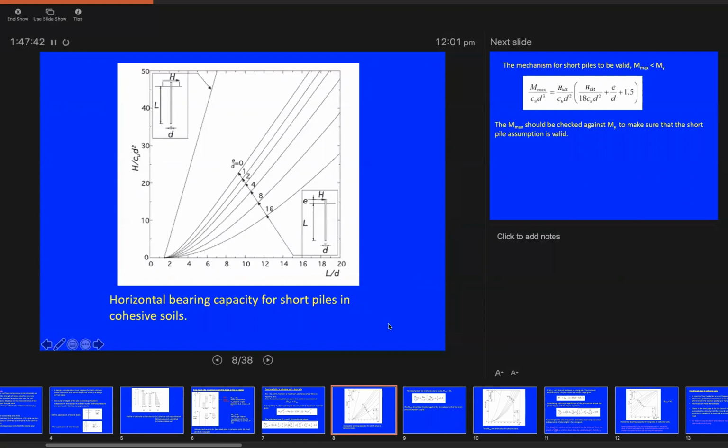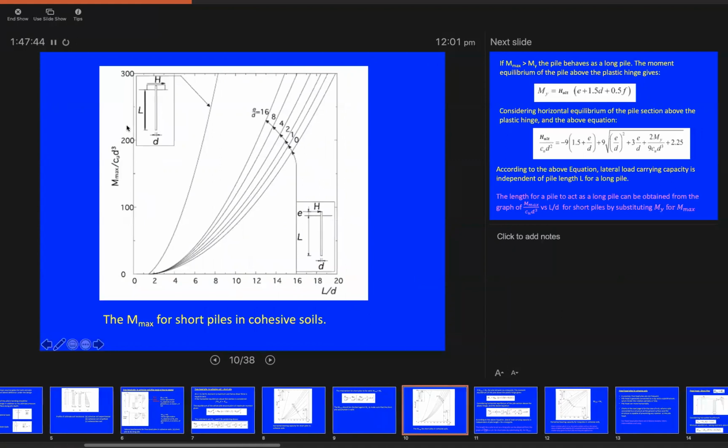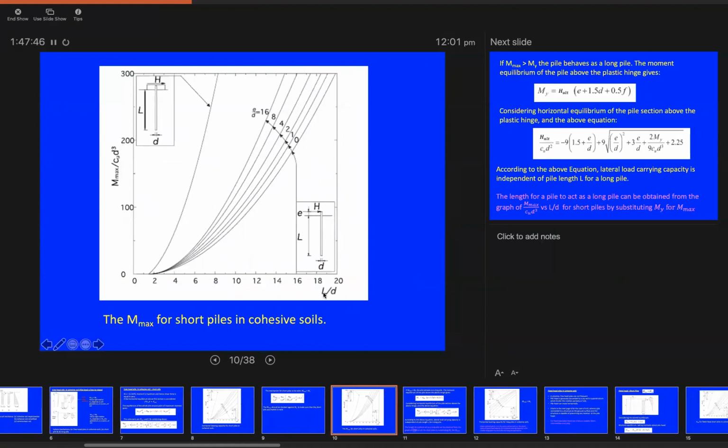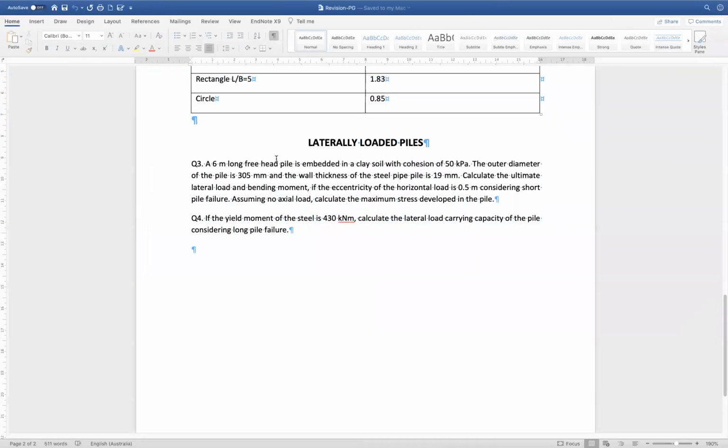So you can solve directly for H ultimate. And the same applies for M maximum. You can use this chart as well to find the value of this term after determining the values of L over D and E over D in your question.